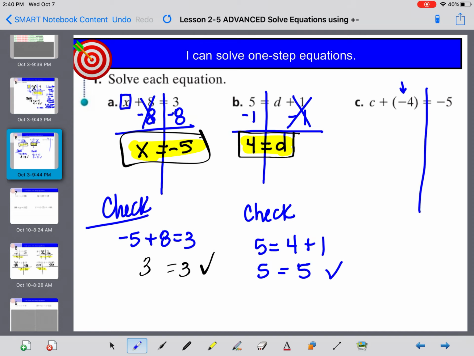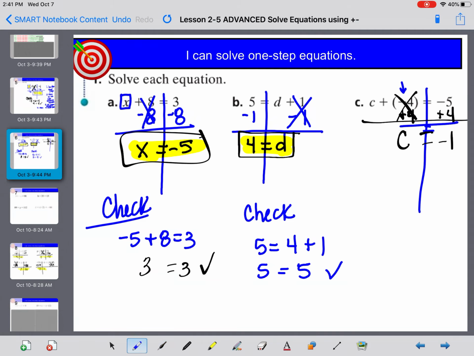Do you see that this is a negative 4? Some people like to rewrite this as C minus 4 because you're adding a negative. You can do that. It also works to just say, okay, this is a negative 4, so I'm going to add 4. Remember, the goal is to make this equal 0. Negative 4 plus 4 equals 0. And C is all that's remaining on the left side.